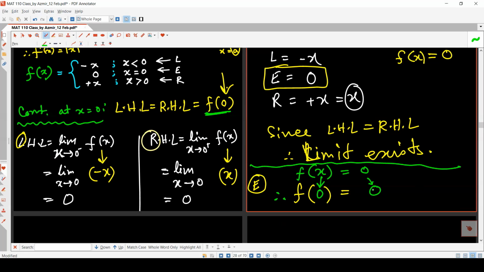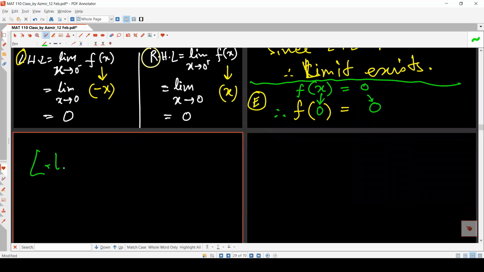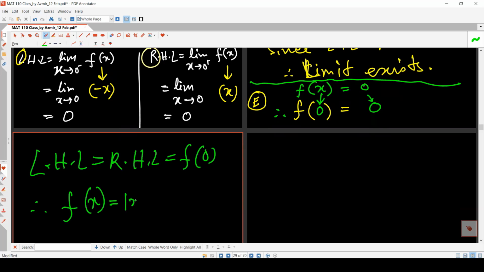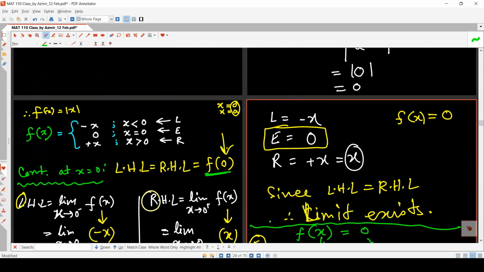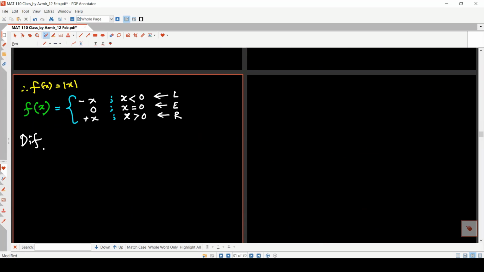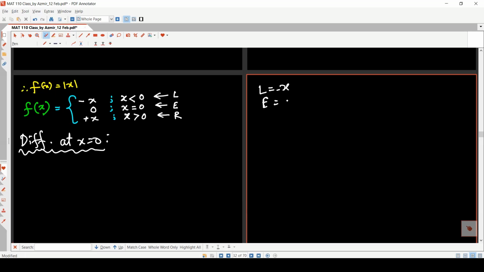So we can see that left hand limit equals right hand limit equals functional value. That means f of x, the main function, is continuous at x equals 0. Done. Let's check the differentiability for the same function. So differentiability at x equals 0. Again, we have L is minus x, E is 0, R is plus x.